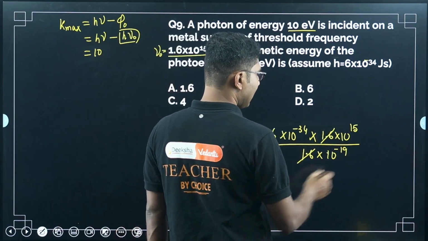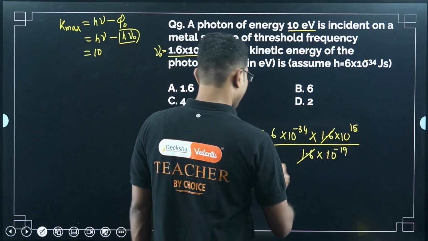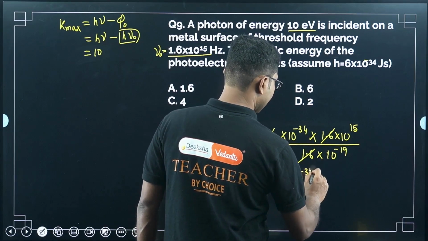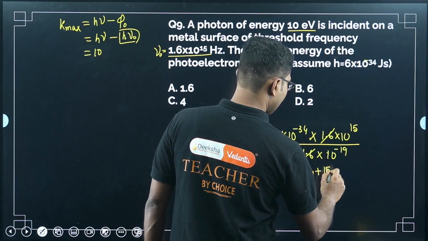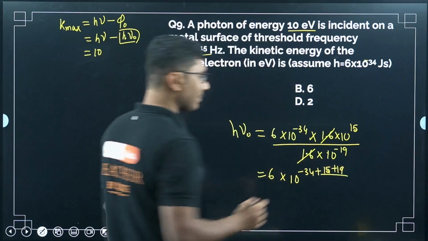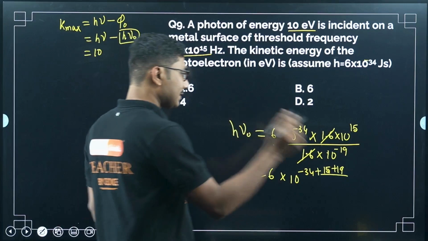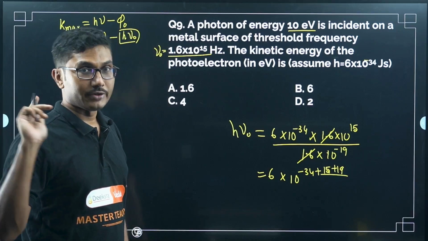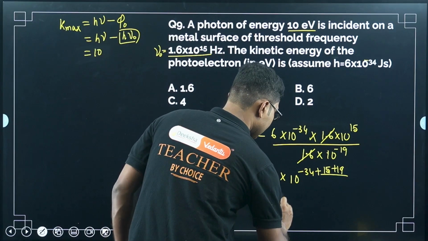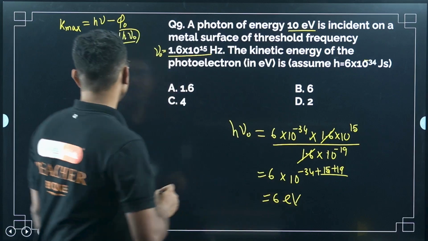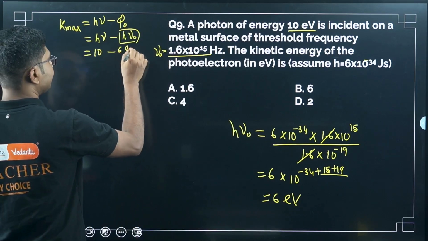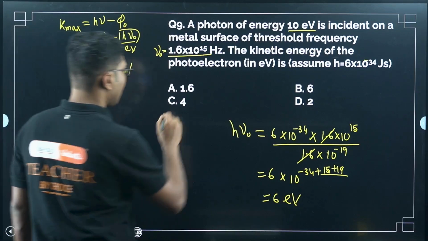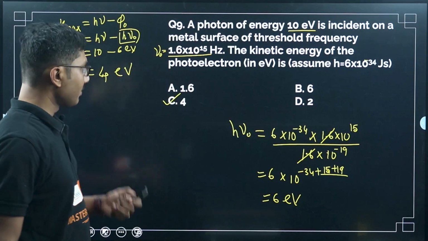So this will cancel and it will go up. I hope you have understood the basic things. Plus 15 plus 19. Plus 15 and plus 19 is 34. Plus 34 minus 34 is 0. So 10 to the power of 0, any number to the power 0 is 1. So it will be 6 eV. Okay, so it is nothing but 6 eV. So maximum kinetic energy is 4 eV. Okay, so correct answer is 4.